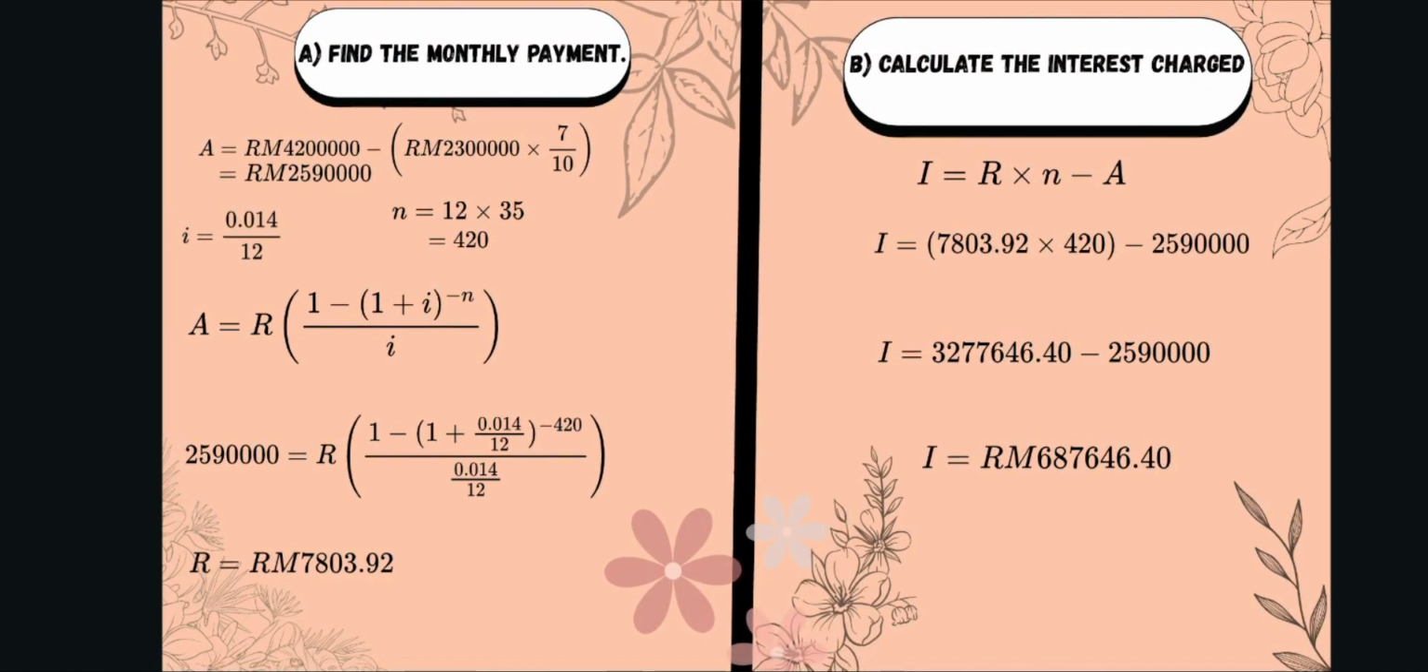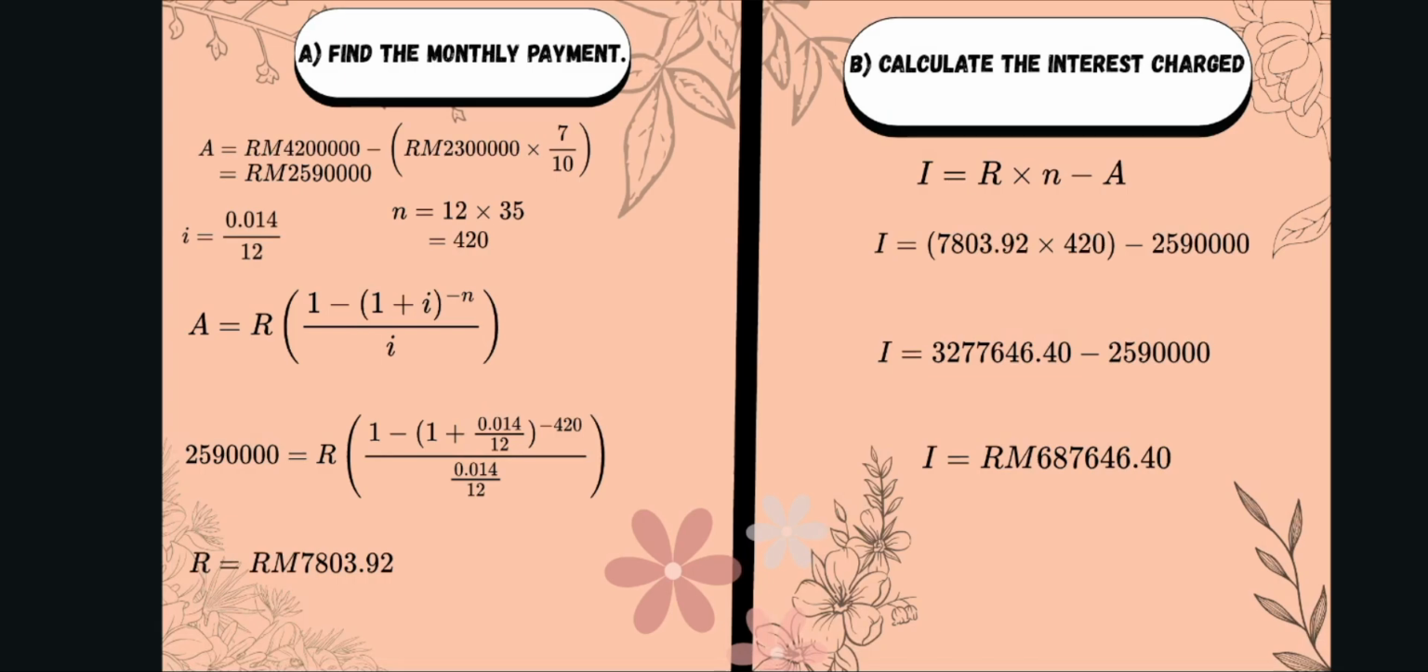So we're going to use the formula A equals R[1 − (1 + i)^−n] divided by i. We find that A equals RM2,590,000, i equals 0.014 divided by 12, n equals 12 times 35 equals 420. So we put all the numbers into the formula. RM2,590,000 equals R[1 − (1 + 0.014/12)^−420] divided by 0.014/12. So the monthly payment is RM7,803.92.